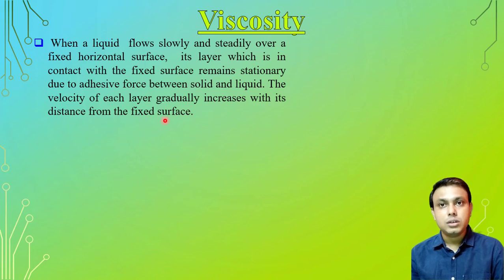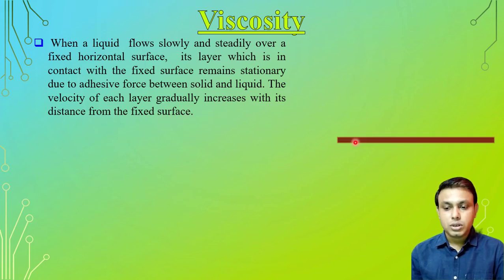Now, what does this mean? We consider this is a fixed horizontal solid surface. Now, when a liquid flows over this surface, then the liquid which is in contact with this surface will remain at rest. Why? This is due to the adhesive force between the liquid and this solid surface.